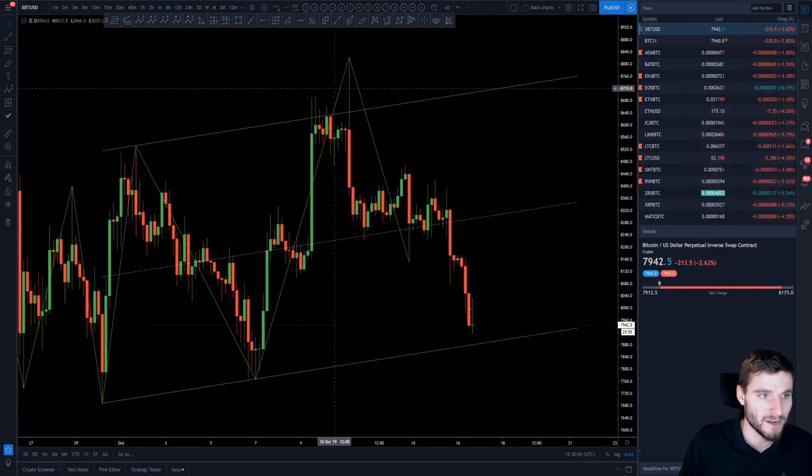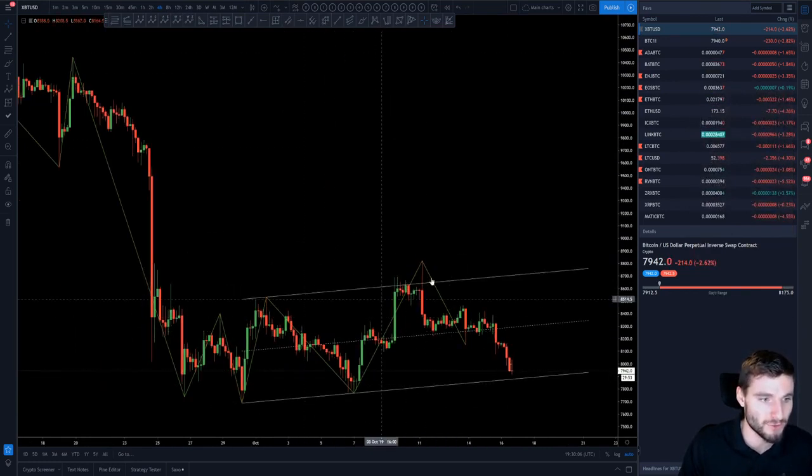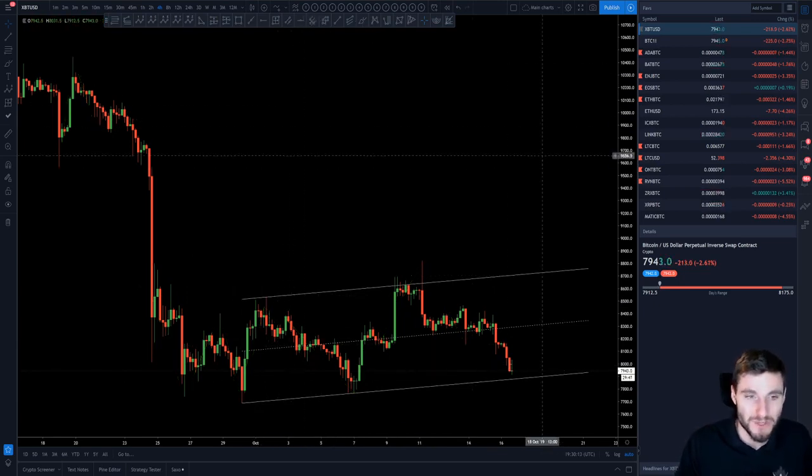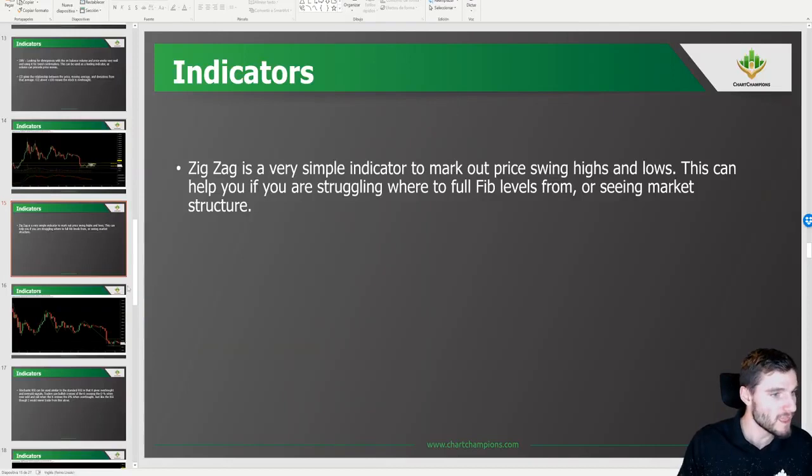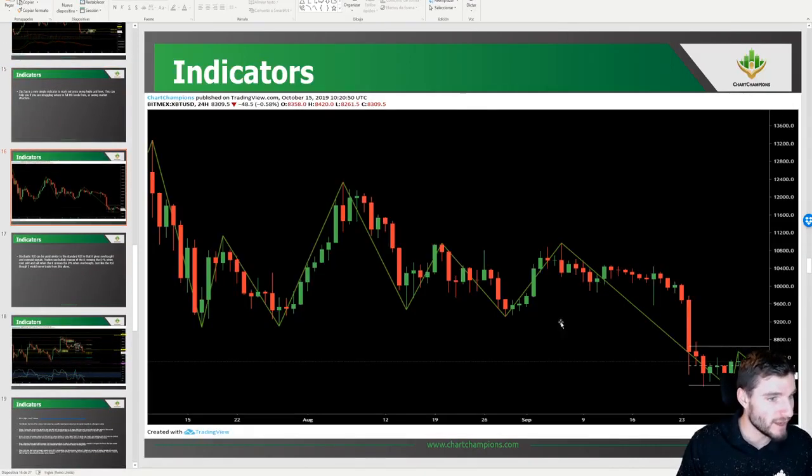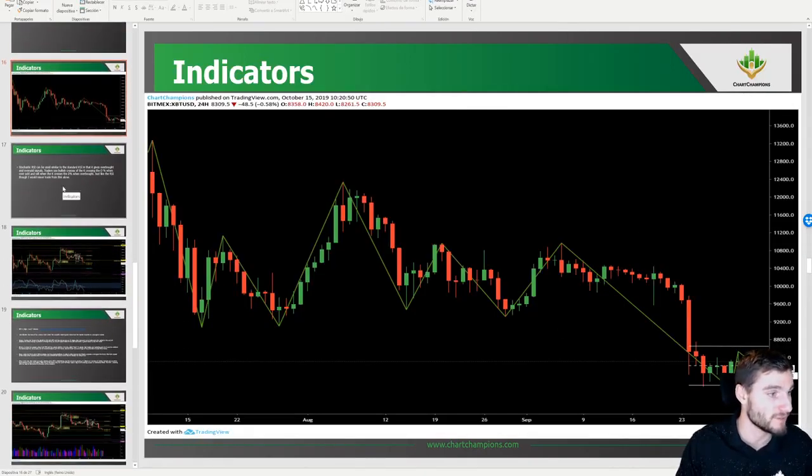So, I don't use this, but again, if you are struggling with identifying swing highs and swing lows, well, this is just going to simply tell you where they are. So that could be useful for some people, I believe. Okay, moving on, and that's a picture of that.